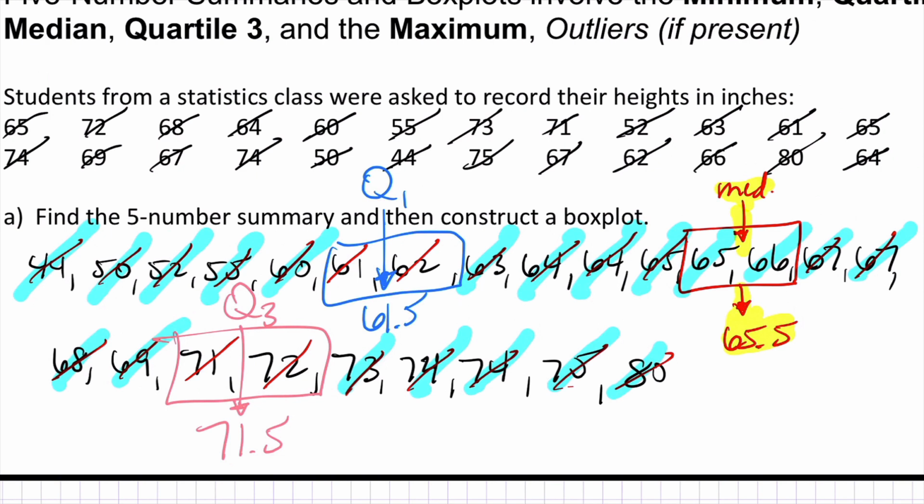Well, the question I always get is how big? Like, how tall do you have to be in this class to be considered an outlier? Would you consider 80 an outlier? Is that person an outlier? 44, would you consider that an outlier? Some people would say yes, some people would say no. So where's the answer? It's right here on the board.